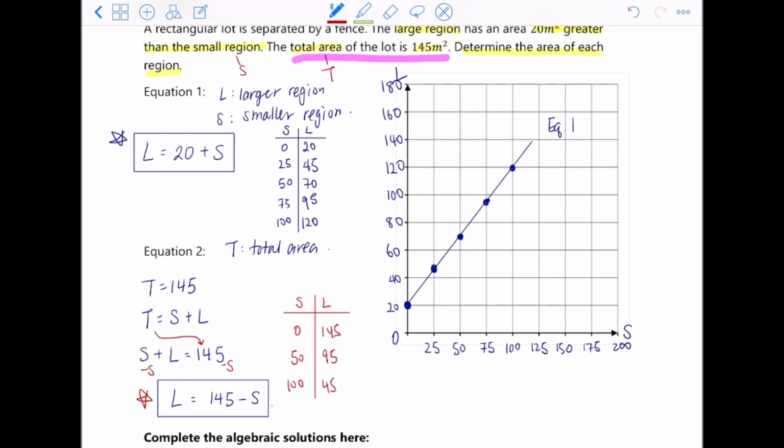So 0 and 145 is somewhere here. 50 and 95 is somewhere over here. And then 100 and 45 is around here. Let's connect the points.